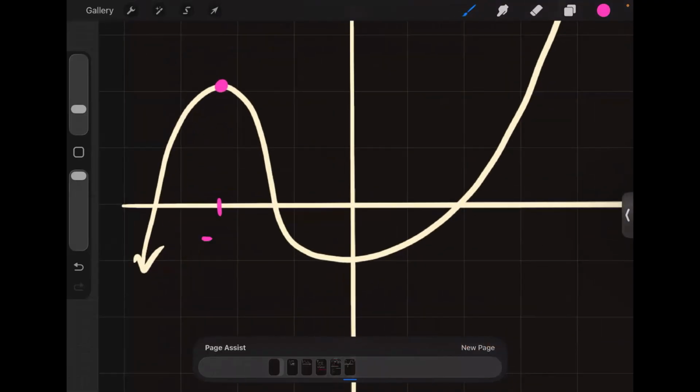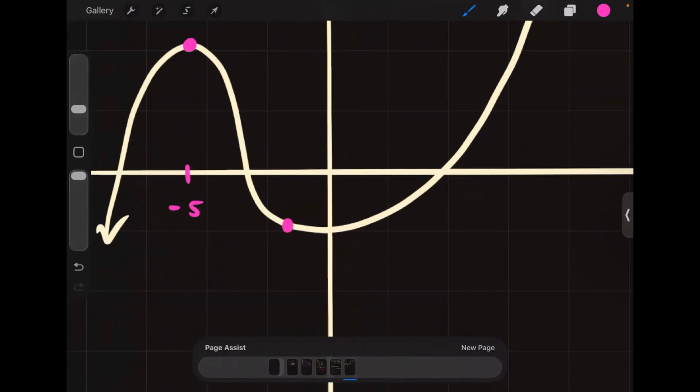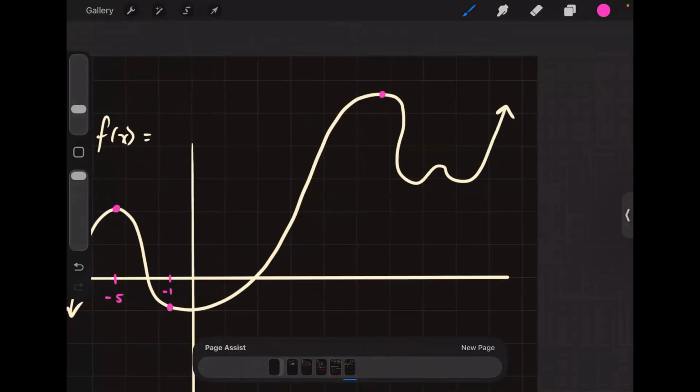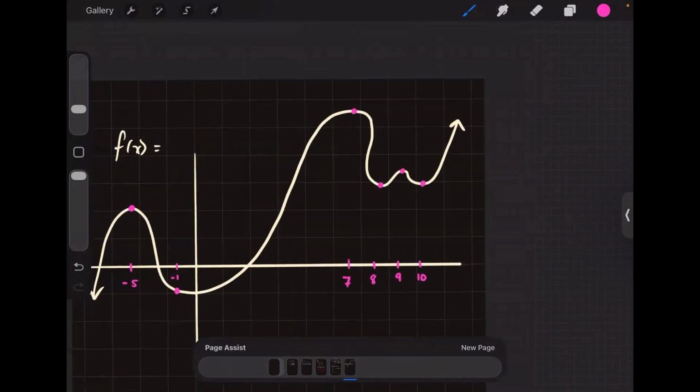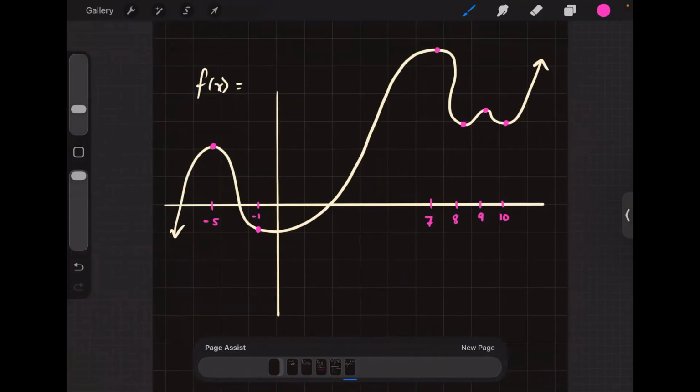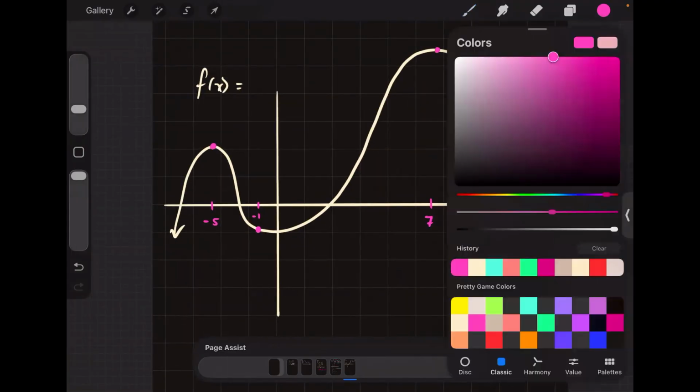Let's say this is negative 5, right? There's also something interesting here. Let's call this negative 1. There's a max here. Let's call that 7. There's a min here. Let's call that 8. There's a max here. Let's call it 9. There's a min here. Let's call it 10, right? So when you look at a graph, first thing you should look at is where are the mins and maxes. And the asymptotes, where are the critical values, okay?